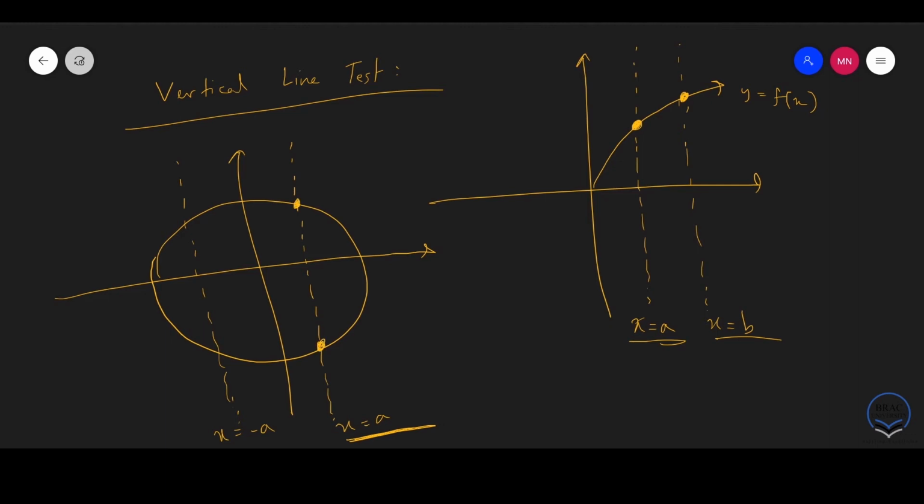So what does that mean? For one value of x, this corresponds to this value of y as well as this value of y. So for one input, we're getting two outputs. Similarly, for x is equal to minus a, we have one output and another output. So that means this is not the graph of a function. So if the vertical line crosses or passes through more than one point of our graph, then that is not the graph of a function.